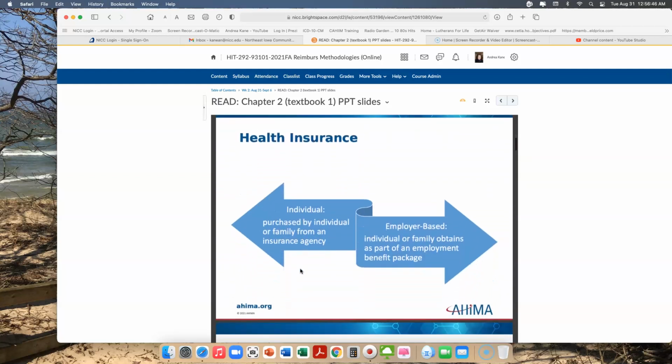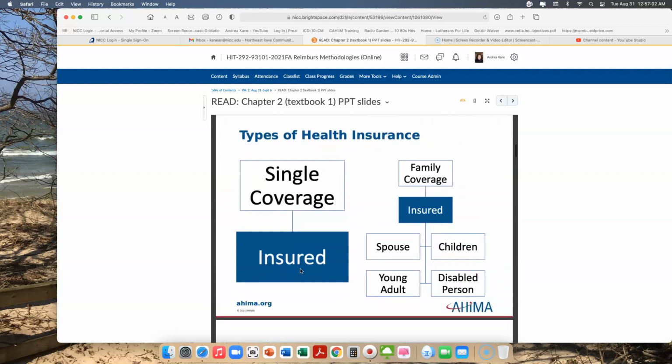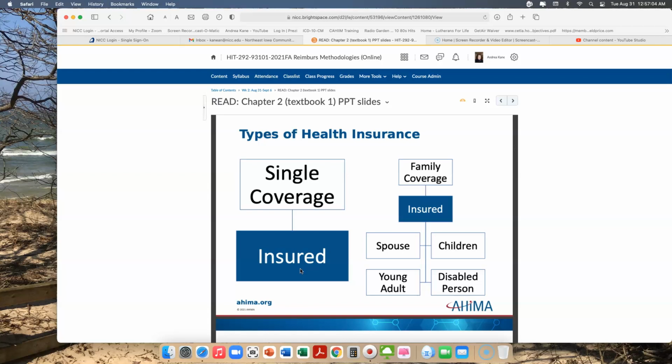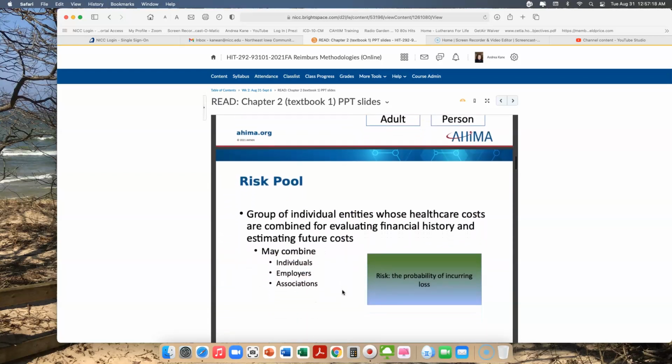So let's start out by talking about health insurance. Health insurance may be individual, purchased by an individual or family from an insurance agency, or it may be employer-based, where an individual or family obtains their health insurance as part of an employment benefit package. So you have types of health insurance. You have single coverage, which only covers the insured. You have family coverage that covers the insured, and it can include spouse, children, young adult, or disabled person. Any or all of those.